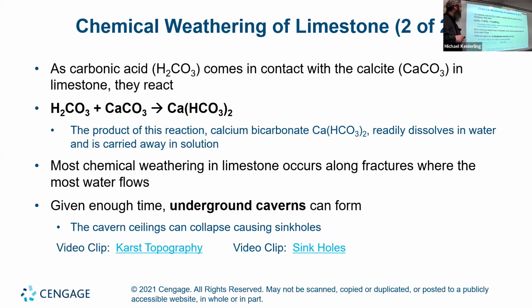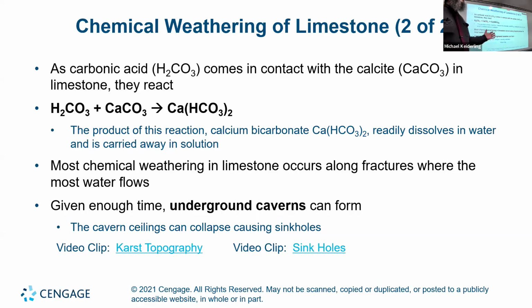Calcite is calcium carbonate. It reacts with the carbonic acid and you get calcium bicarbonate. This gets carried away in solution. It can then come out of solution when the water evaporates away, forming stalactites and stalagmites in caves. Most of the chemical weathering in limestone occurs along fractures where the most water flows, and this forms large caverns.